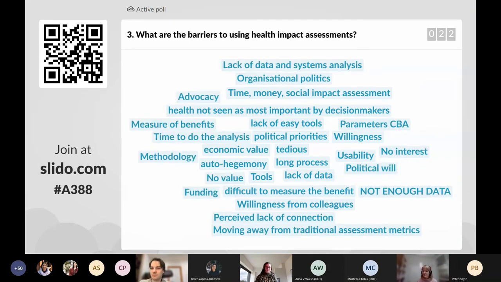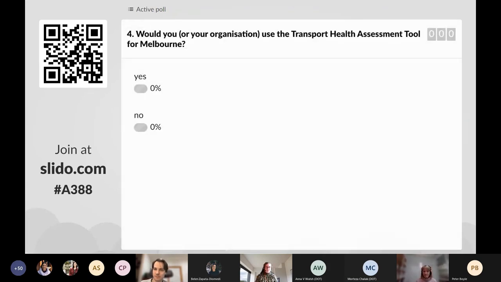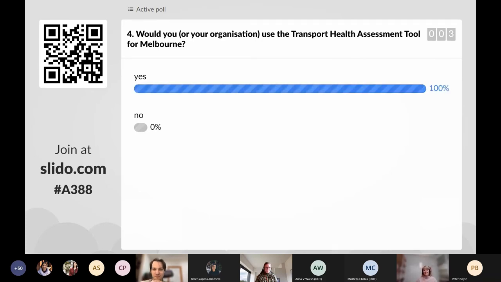So please keep filling these in as you go, but I'll head on to the next question, which is, would you, here we go, or your organisation, use the transport health assessment tool for Melbourne? So we're not separating these into two different questions.